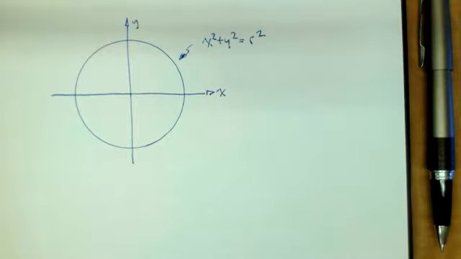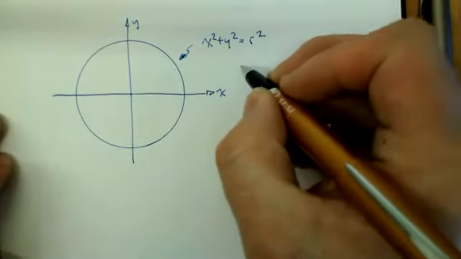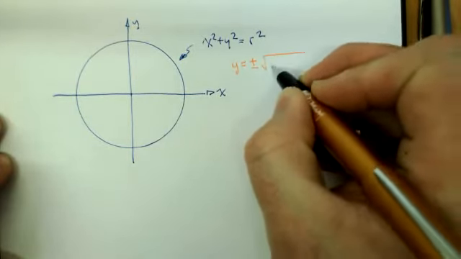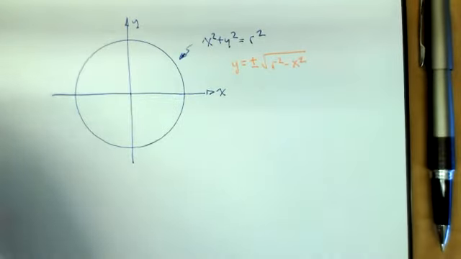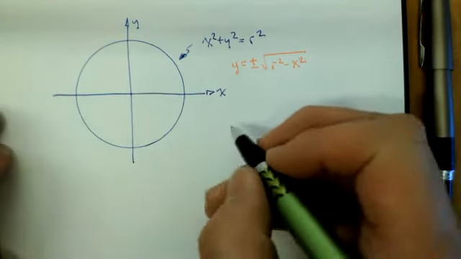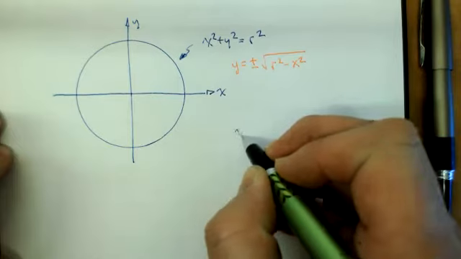We know that we can't write y as a function of x. We know that we can't write x as a function of y, because the plus or minus shows up when we're solving for either one of those variables. So if we solve for y, if we write y equals plus or minus the square root of r squared minus x squared, we get two functions. The same thing happens if we solve for x. We get two functions.